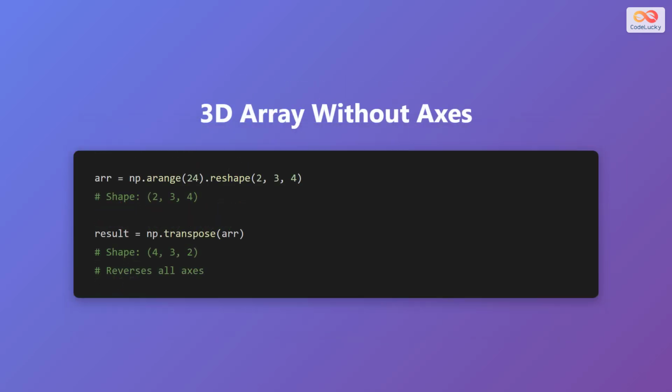Now let's see how transpose works with three-dimensional arrays. We create a three-dimensional array with shape 2 by 3 by 4 using np.arange and reshape. When we call np.transpose without specifying the axes parameter, it reverses all axes. The original shape of 2 by 3 by 4 becomes 4 by 3 by 2. This default behavior completely reverses the order of dimensions.